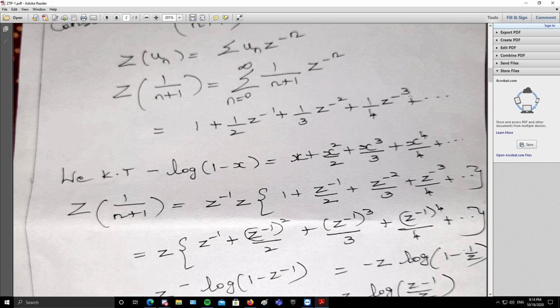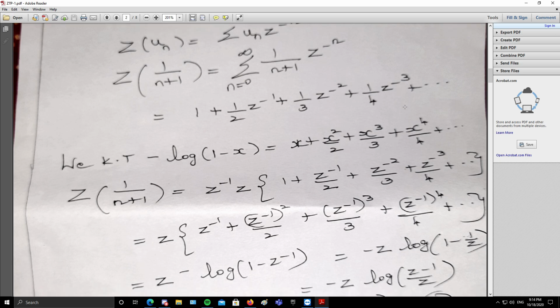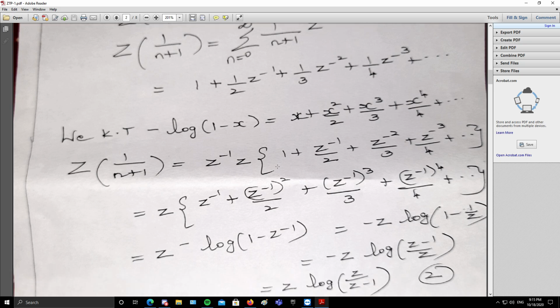If it is 4, the power is 3. So to get the logarithmic series, what we do here is we multiply and divide by z inverse. See, if it is 2, you should get z power minus 2. If it is 3, you should get z power minus 3. So to get the logarithmic series, we multiply the whole series by z inverse. Then you take z inverse inside.